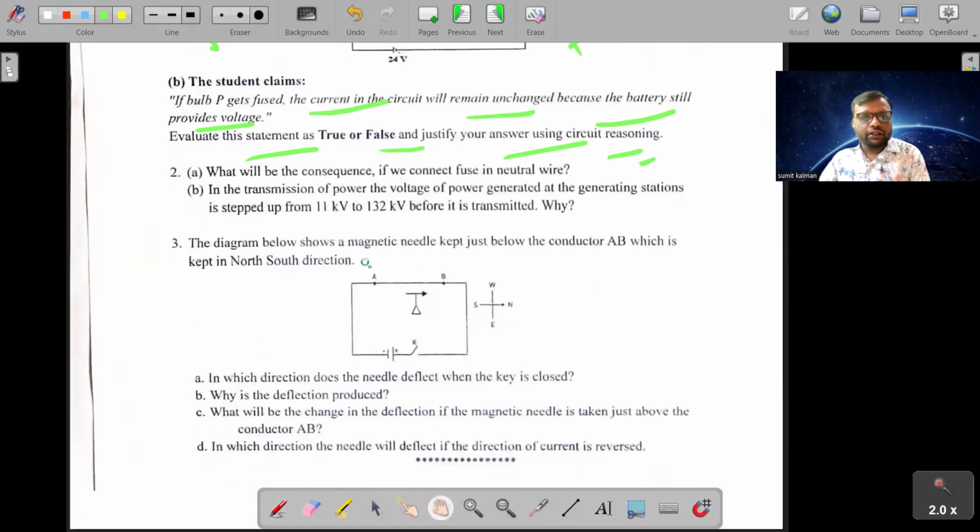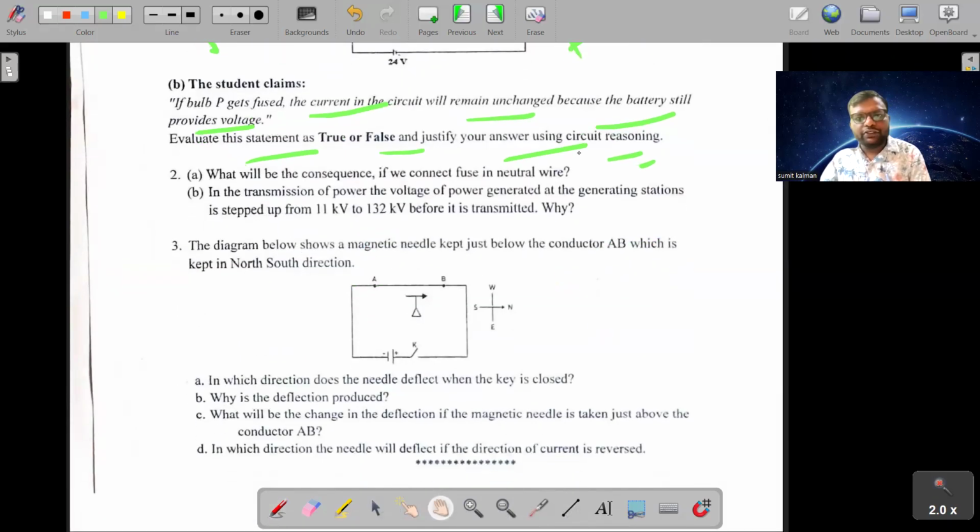So next, what will be the consequence if we connect the fuse in the neutral wire? Students, if we connect the fuse in the neutral wire, then when the fuse blows, what will happen? The appliance will still be connected with the live wire. It will be in connection with the live wire, and students, there will still be current in the circuit and you may feel an electric shock.